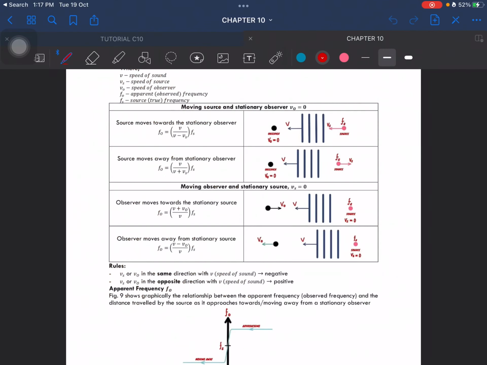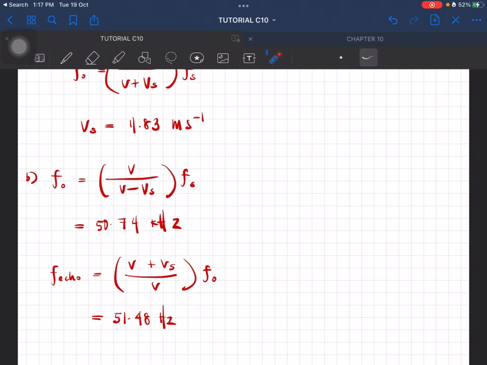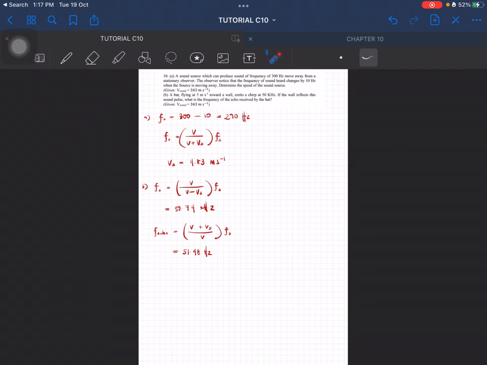Okay, so the echo ni dia akan guna konsep yang inilah. So the wall reflect the sound moving towards the stationary source lah, macam, which is the source is the wall lah kiranya sekarang ni. Okay, right, so that is the solution for the question.